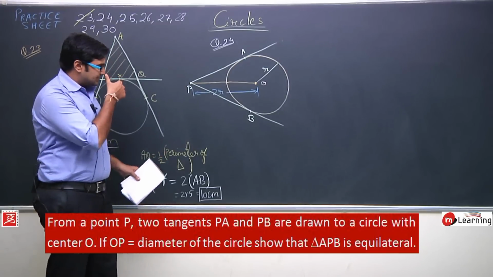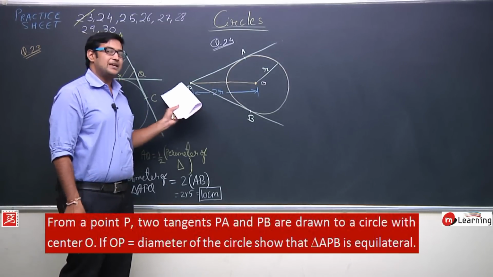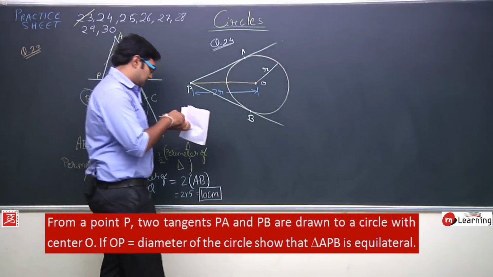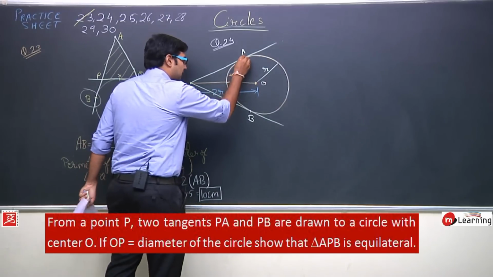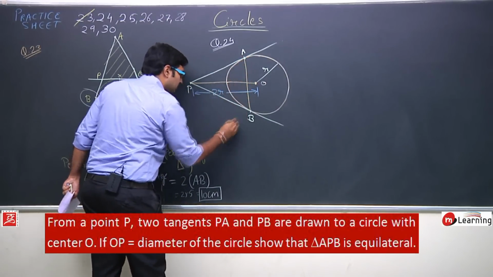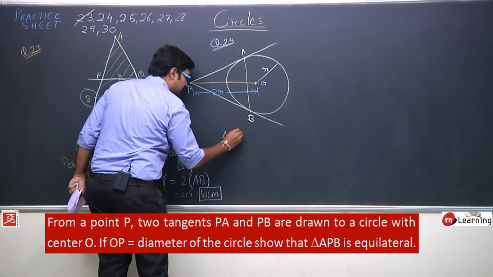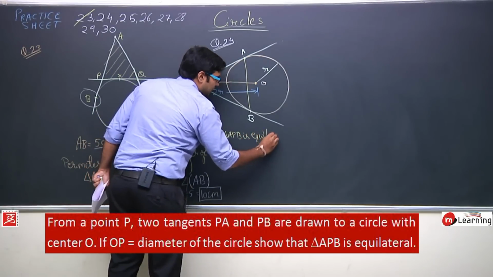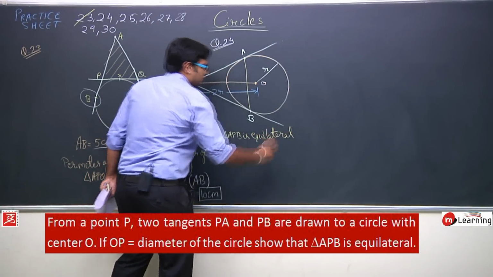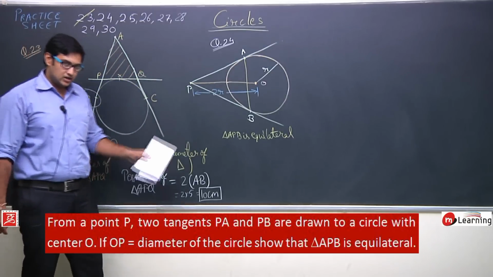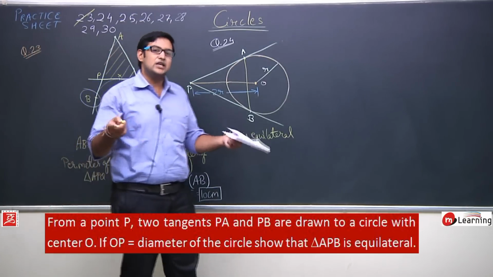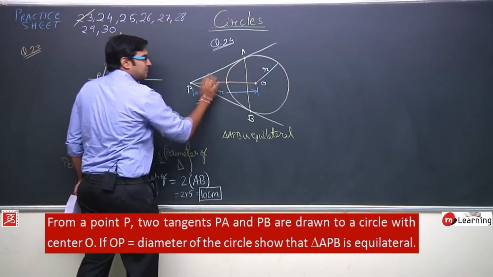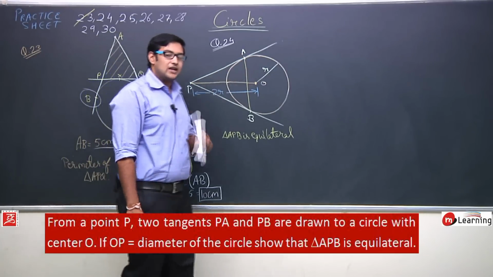Okay, it says if this is true, P is at a distance of 2R, you need to prove that the triangle APB is equilateral. Okay, so what is an equilateral triangle? A triangle which has all three sides equal is known as an equilateral triangle. So we need to prove that triangle APB is an equilateral triangle.